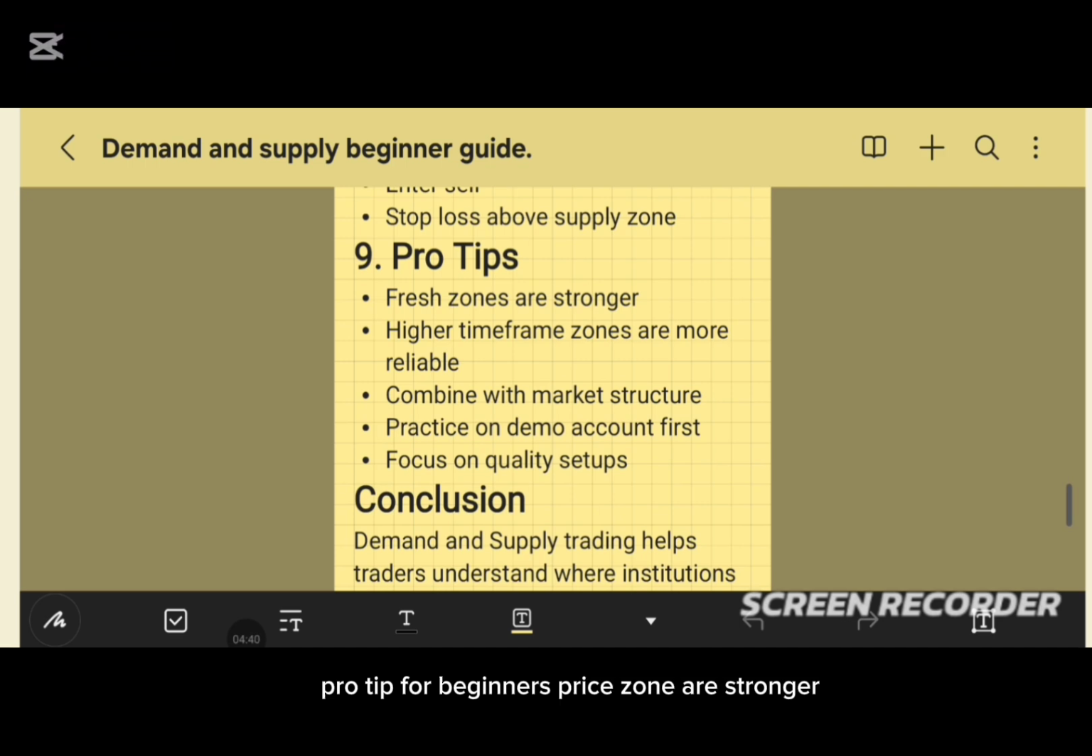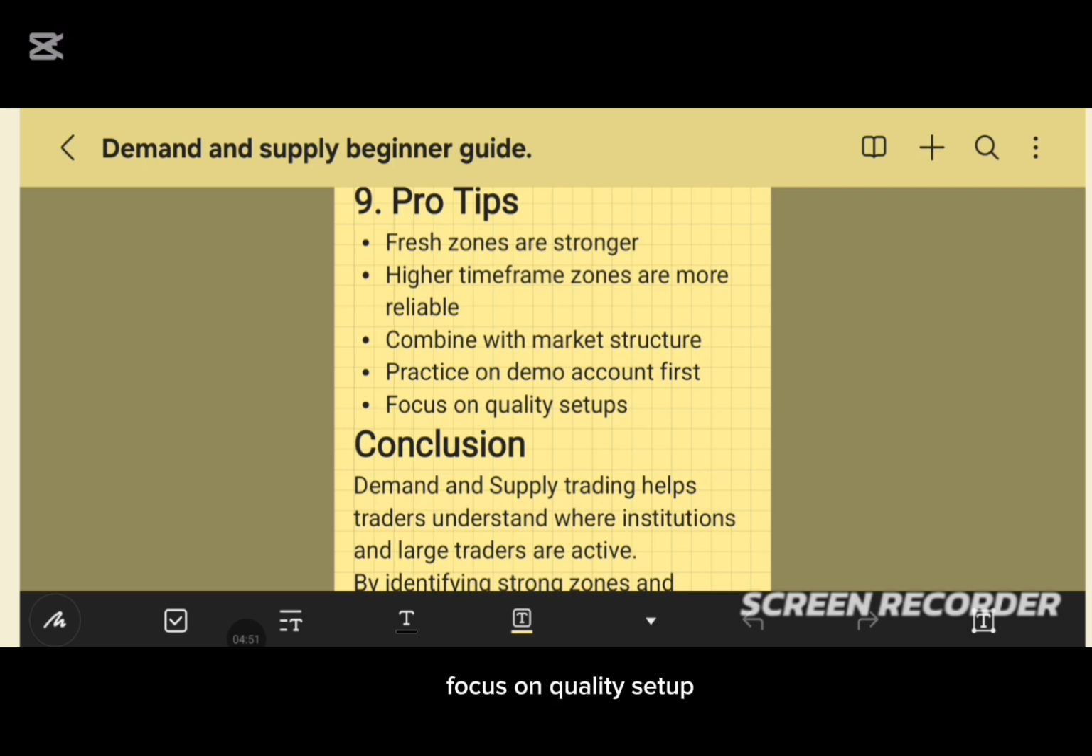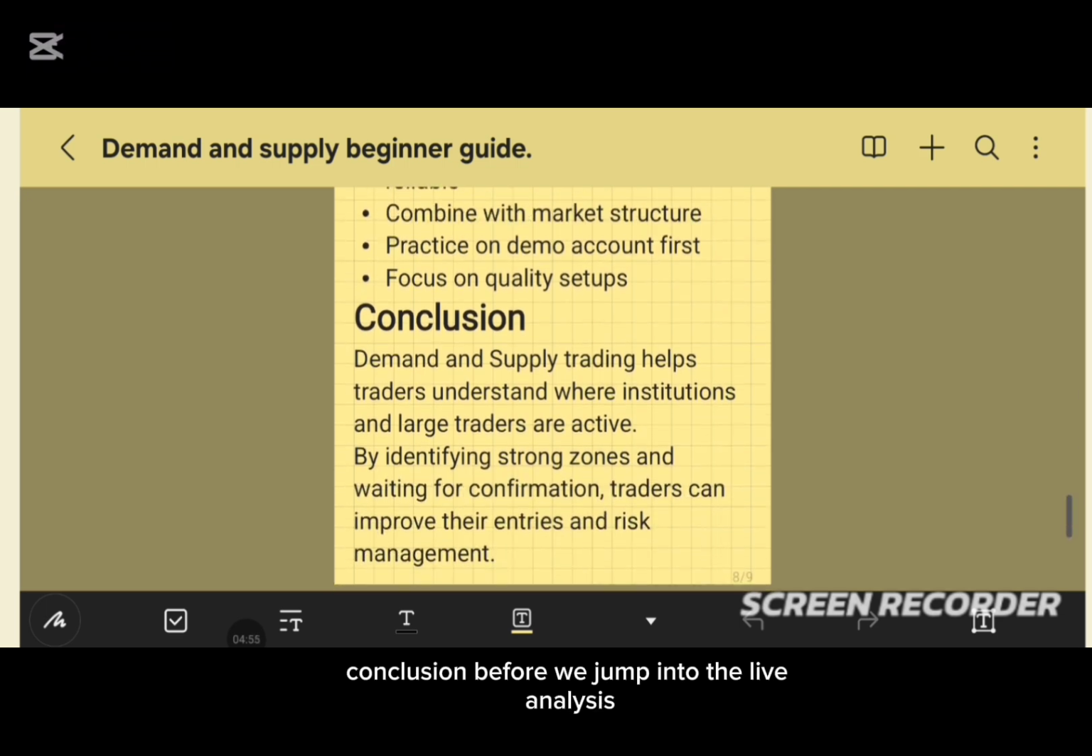Pro tips for beginners: higher time frame zones are stronger and more reliable, especially combined with market structure. Practice on a demo account first, and focus on quality setups. Conclusion, before we jump into the live analysis.